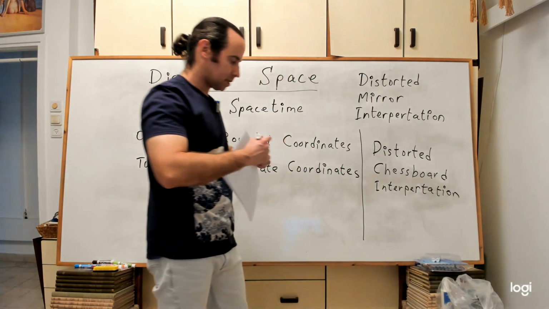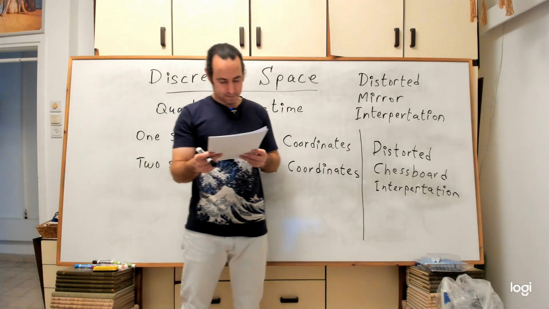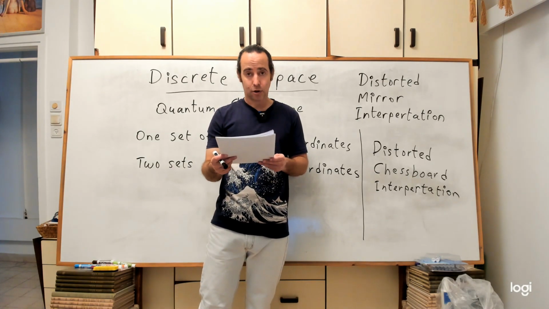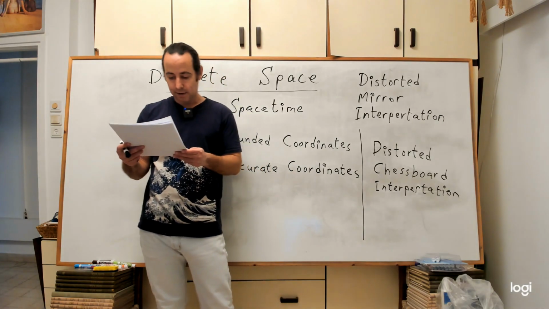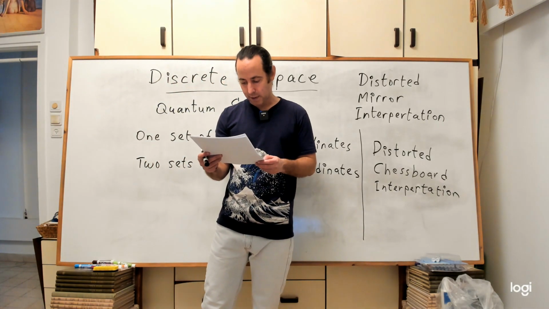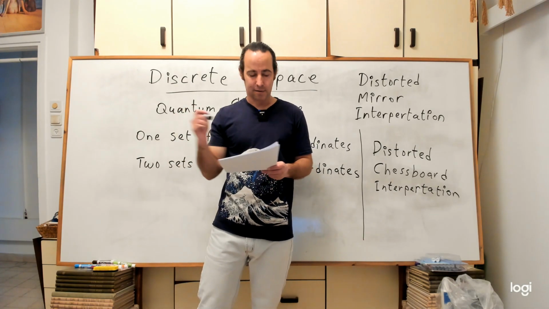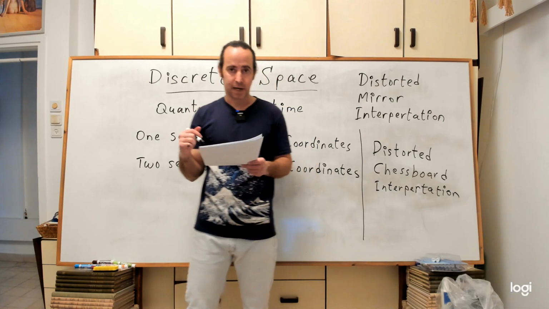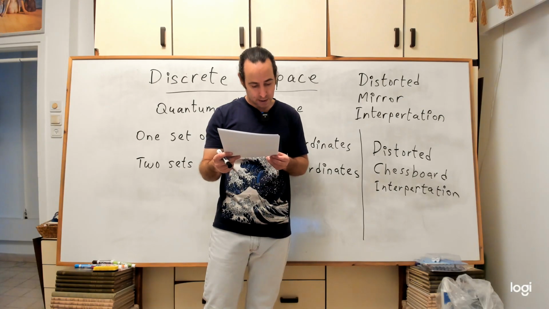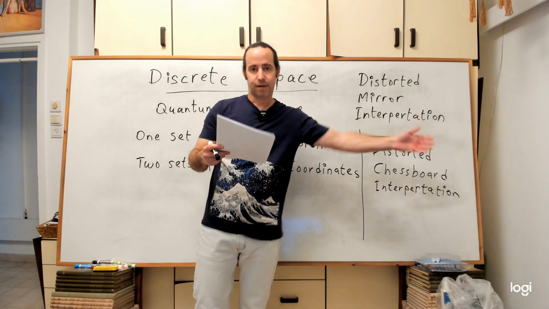Okay, distorted chessboard interpretation. Let's say that the light color squares are the normal rational coordinates. The dark color squares are the p-adic coordinates. I don't have p-adic anymore, but you remember what p-adic means. These are flipped coordinates: what is near is far, and what is far is near.